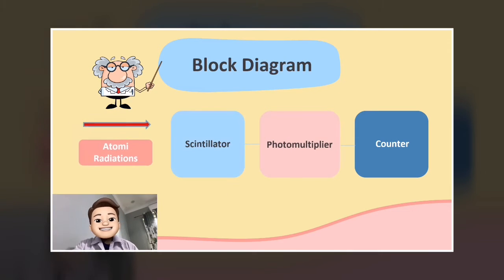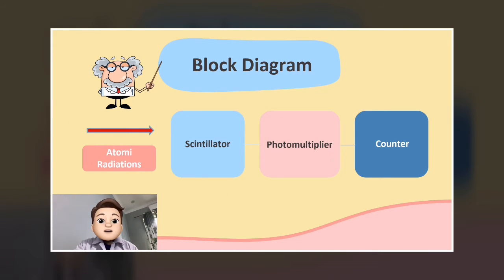So guys, this is the block diagram for the working principle of the scintillator detector. So what is the flow? Firstly, there is atomic radiation, which enters the scintillator. The scintillator emits photons to the photomultiplier, then the photomultiplier multiplies the electrons, and the counter detects the electrons.